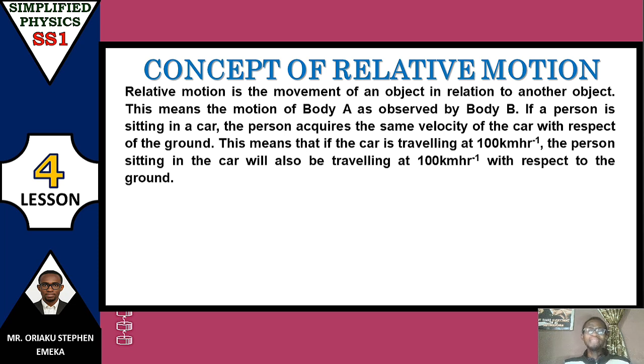When you are sitting in a car traveling, you notice that the trees are moving in the opposite direction. The faster your car, the faster they move in the opposite direction. This is relative motion. But in actual sense, the trees don't move. Based on you, the observer, you observe them moving. That is the concept of relative motion. Sitting in a car traveling at 100 km/h, the person in the car is also traveling at that speed with respect to the ground.